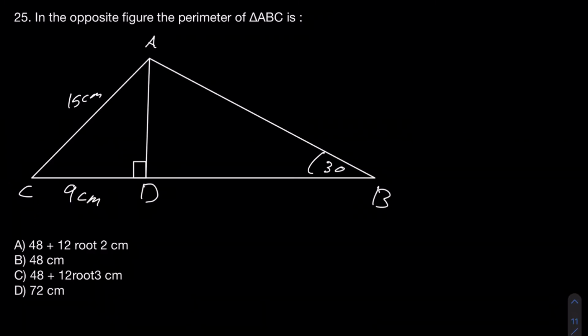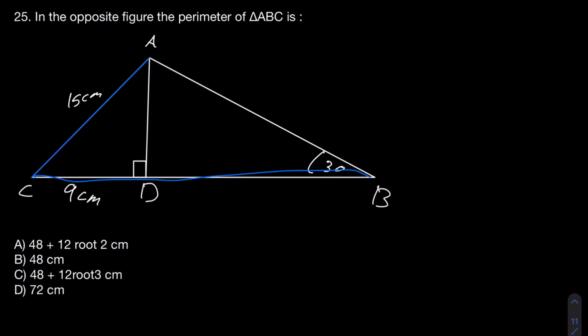Now, question 25 is just completely opposite of the last 3 questions, because most of them look complicated but they're actually easy. This question looks easy, but it's a little complicated. Not even that much. If you just remember the famous triangles, you'll get it easily. So let's see. Find in the opposite figure, which is not opposite anymore, what is the perimeter of triangle ABC? What is the perimeter of this triangle? The whole thing, right?